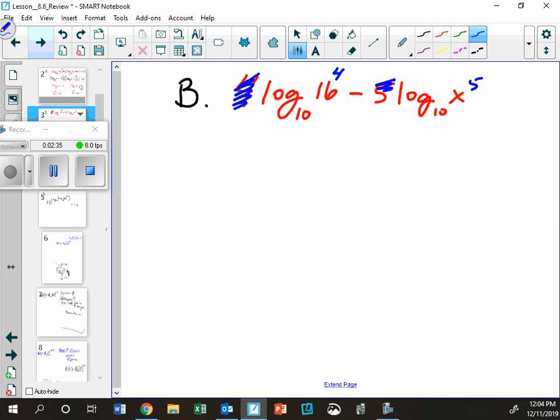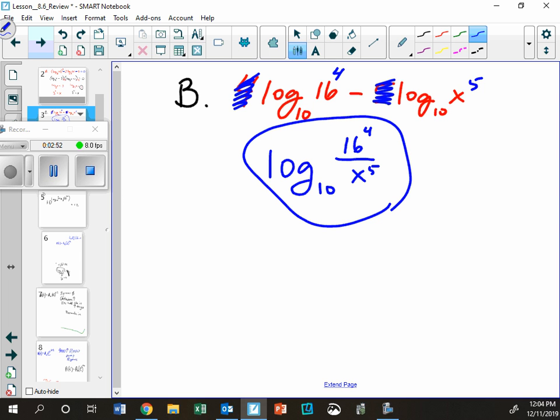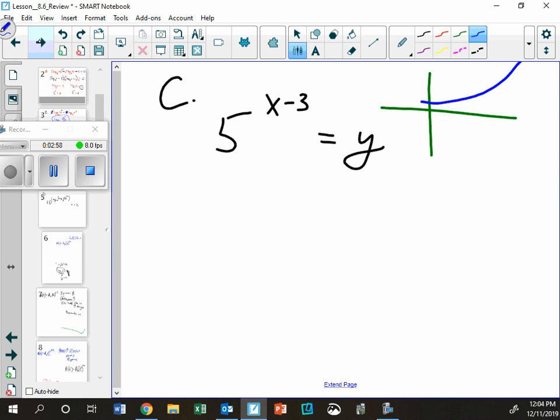Okay. That 5 goes up there. And now what? Yes, it's a divide because there's a minus. There is a divide. It's log base 10 of 16 to the 4th over x to the 5th. Raise your hand if you had that one right. Okay, good.